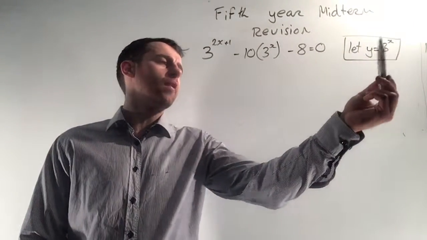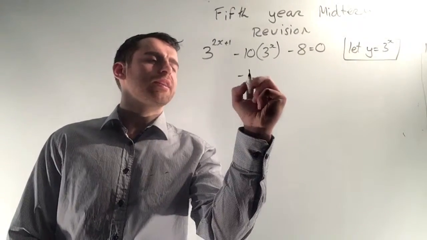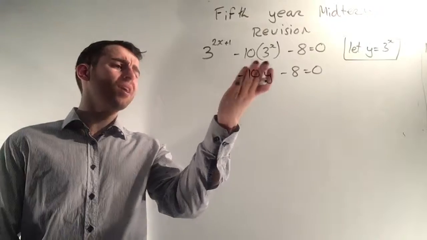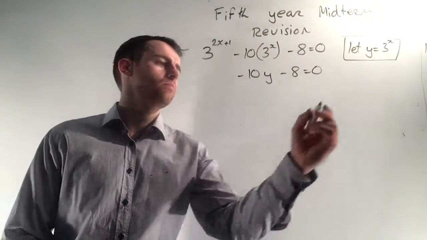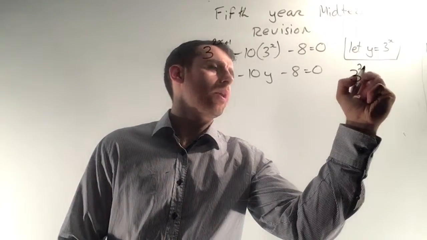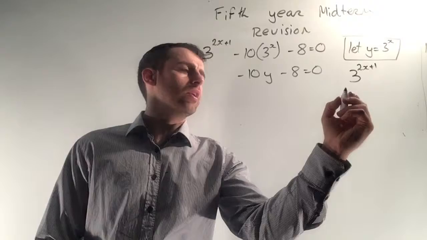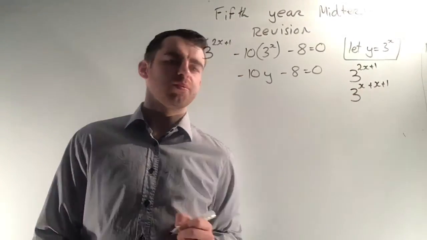Everywhere there's a 3 to the power of x, you should sub in a y. And once you've identified that that's what you're going to do, the second term and the last term are very straightforward: minus 10y minus 8. My problem lies with the first term. The first term is 3 to the power of 2x plus 1. Now you can rewrite that as 3 to the power of x plus 1, all to the power of x.